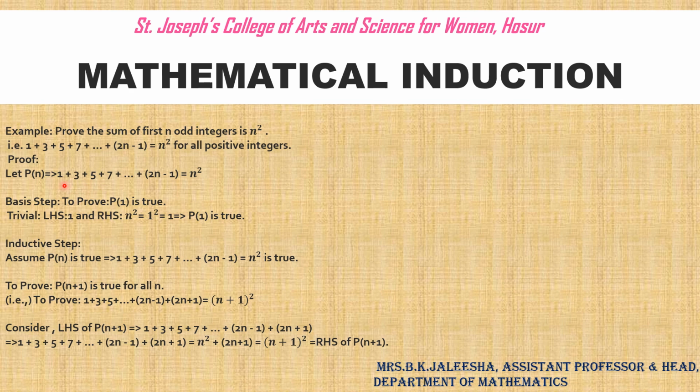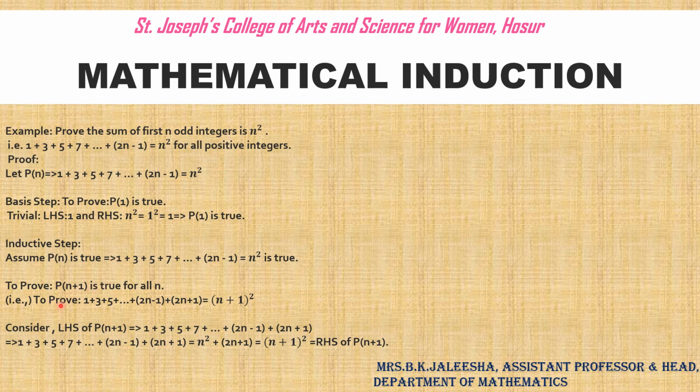So LHS is 1 and RHS is 1. So P of 1 is true. What about the next, the inductive step? We assume P of n is true. It means 1 plus 3 plus up to the nth term 2n minus 1 gives the answer n square. That is considered true now.